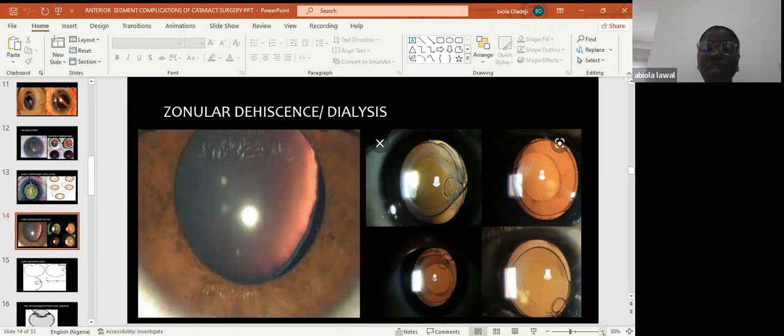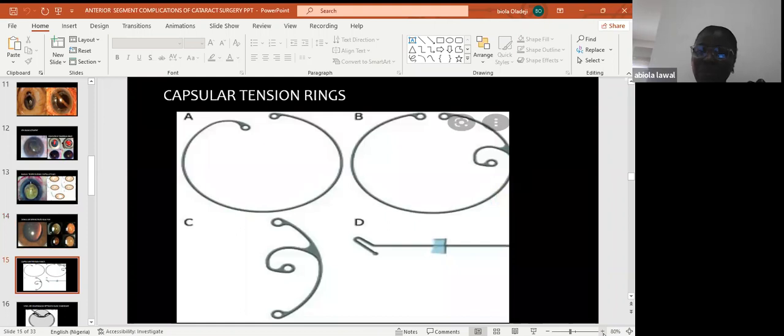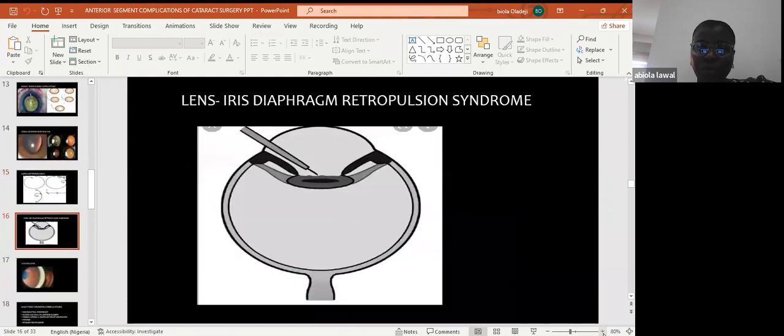So in the management, sometimes you may need to do a scleral fixated lens, especially when it's worse than 5 clock hours and you don't have good sulcus support. A scleral fixated or iris fixated IOL can be done where the expertise is there to do it. So these are examples of capsular tension rings that can be inserted into the bag to place your IOL.